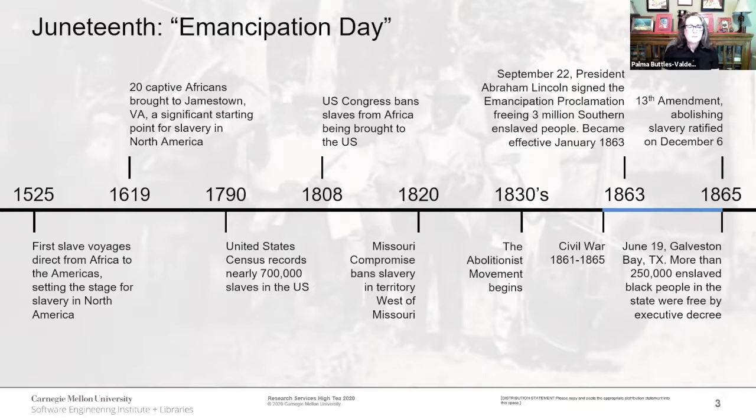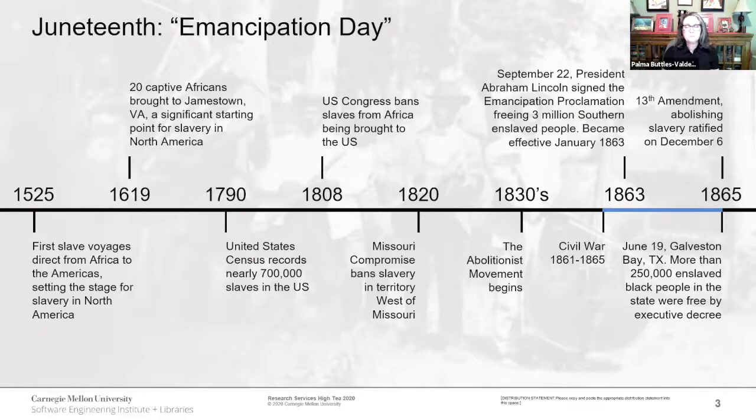On September 22, 1862, Abraham Lincoln signed the Emancipation Proclamation, freeing 3 million enslaved people in the states of the Confederacy. It became law in January of 1863, but all were not free. It wasn't until 1865 when the 13th Amendment, which abolished slavery in the US, went into effect that the Emancipation Proclamation became law. And that leads us to Juneteenth.